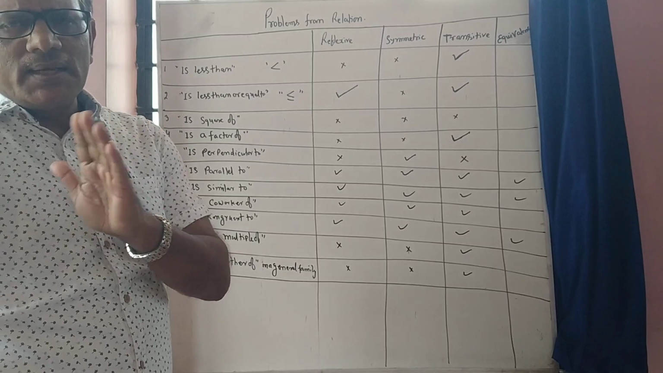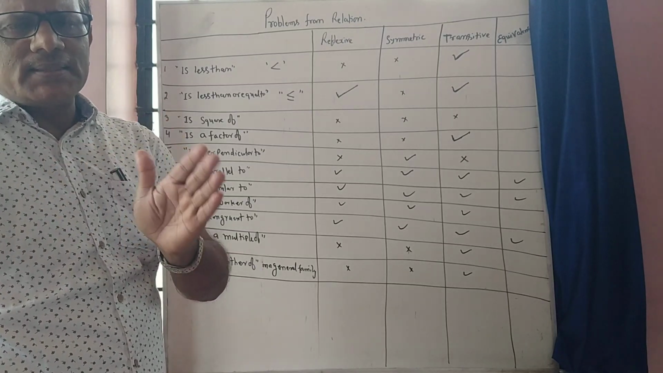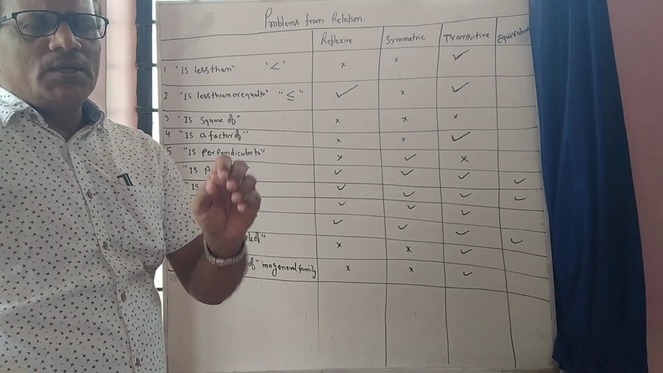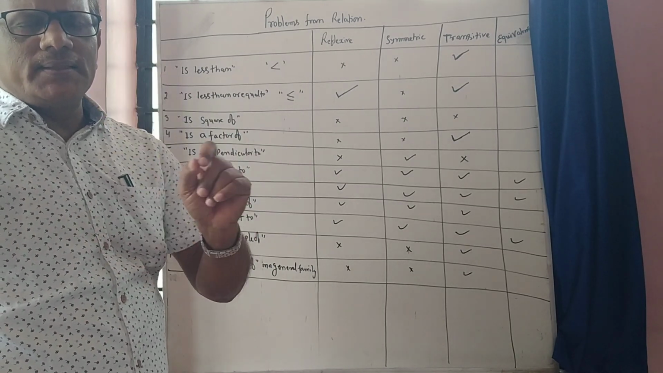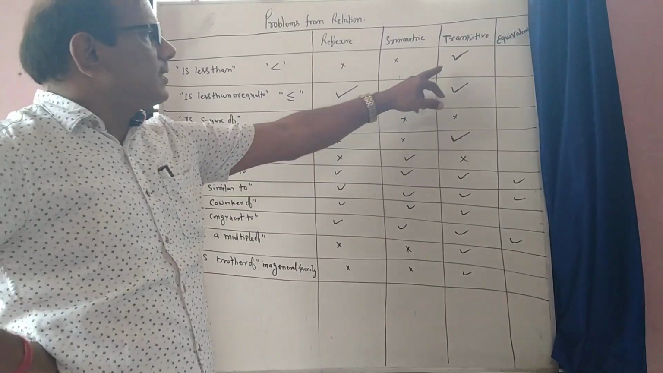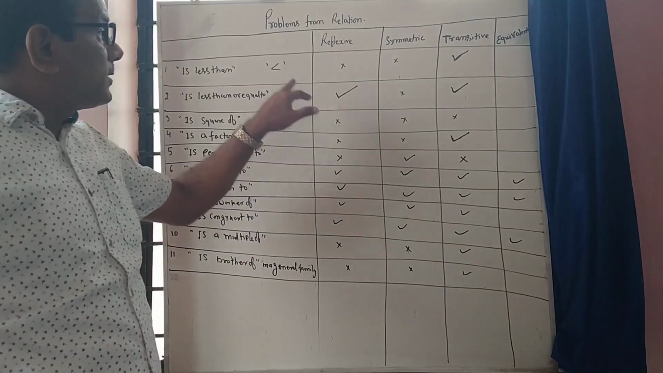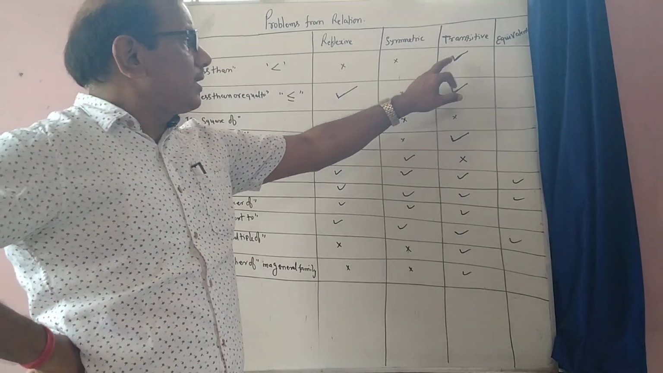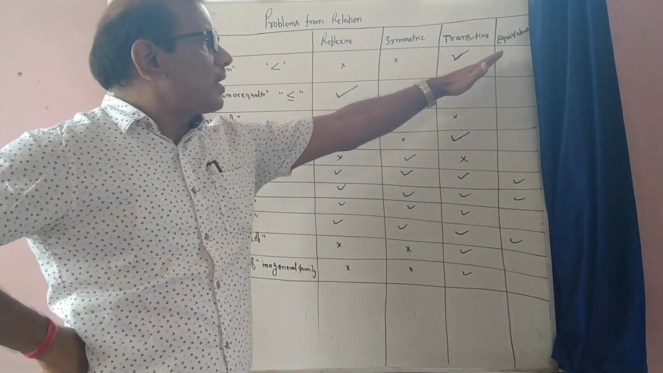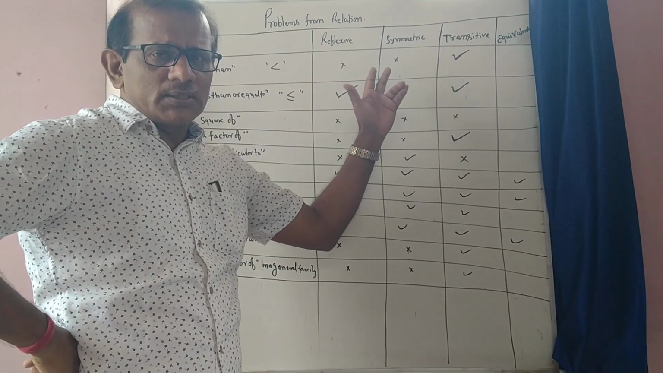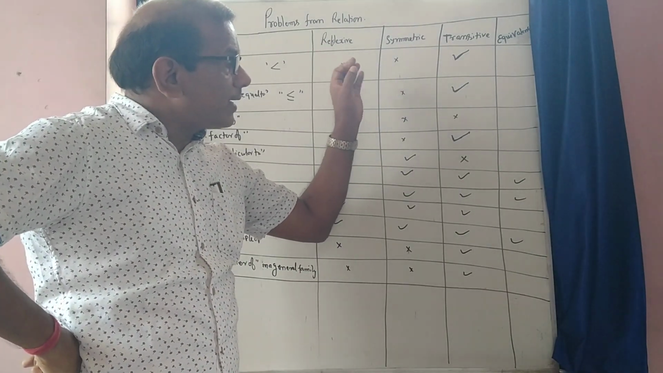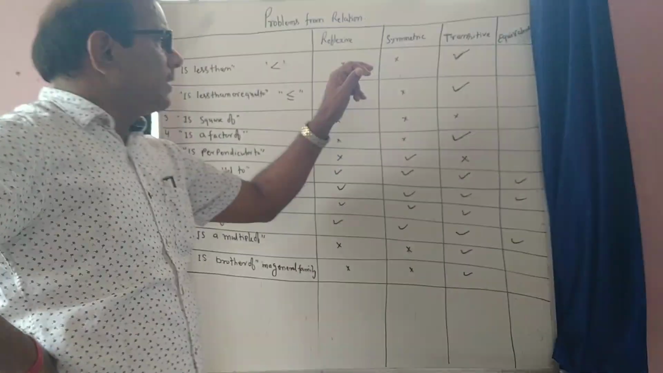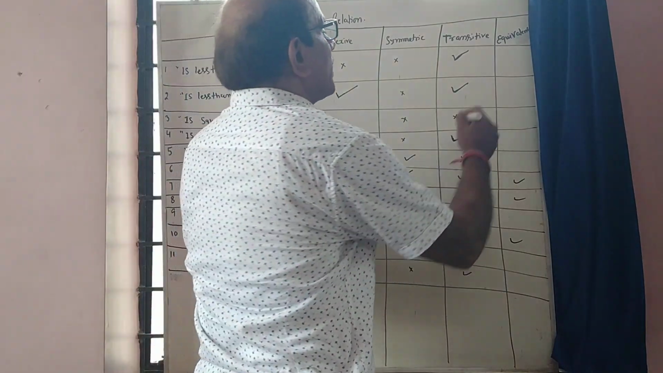Transitive. Three numbers taken: x, y, z. If x is less than y and y is less than z, this implies x is less than z. Example, 2 is less than 4, 4 is less than 10, then 2 is less than 10. So the less than relation is a transitive relation. This relation satisfies only one condition, transitive. So therefore, this relation is not an equivalence because it has failed two conditions. If any relation satisfies all three conditions, then only it is said to be an equivalence. It is satisfying only one, so it is not an equivalence.